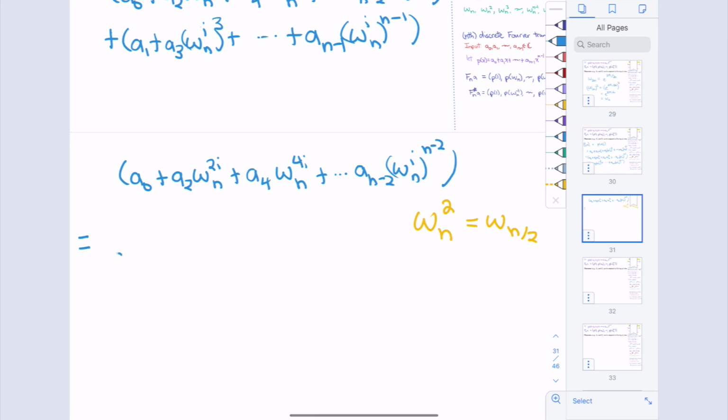So we get a0 plus a2 times omega n over 2 to the i. Plus a4 omega n over 2. Oh, I shouldn't have chosen i because that's a regular i, not the imaginary i. That's the only value I shouldn't have chosen, but it's too late. I's and j's, okay.